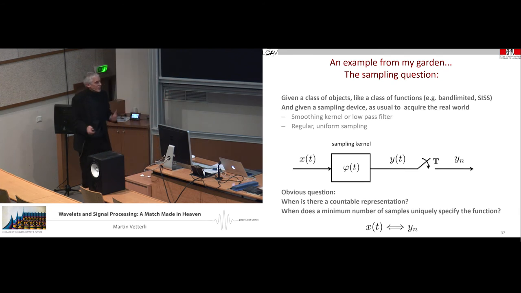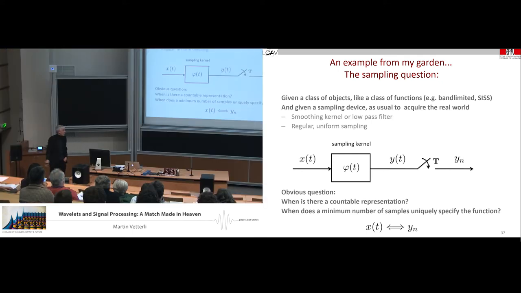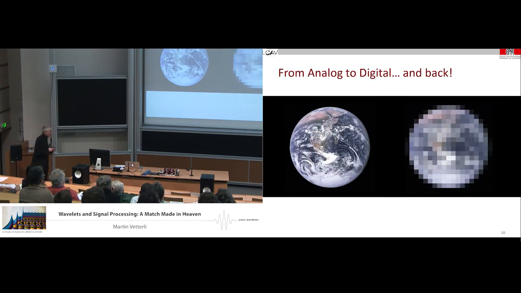So this bijection, when is there a one-to-one relationship between x of t and the samples, is as old as signal processing, communication, information theory. It goes back to, actually, I'll have a history slide. But to me, it's this fundamental question when you do anything, signal processing, image processing, but beyond this, where you have a physical reality which is continuous, and you have a representation in the computer where you do machine learning, extrapolation, interpolation, etc. Okay? And it's analog to digital and back.